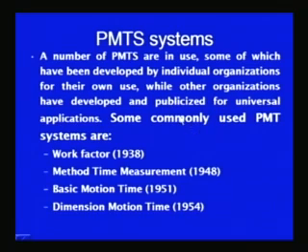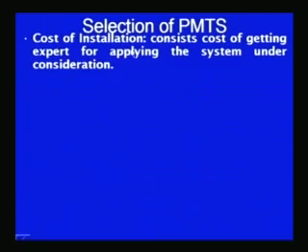Some of the PMT systems are work factor developed in 1938, the method time measurement system developed in 1948, the basic motion time system in 1951, and the dimension motion time system developed in 1954. So, in this presentation I will be talking about the first two PMTS systems slightly in detail, just to understand in which way these methods can be used to find out the time required for carrying out the job. The selection of a particular PMTS system depends upon the cost.